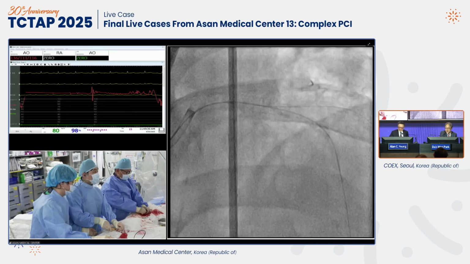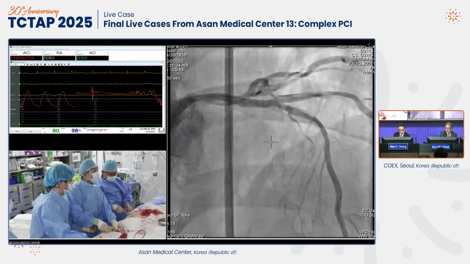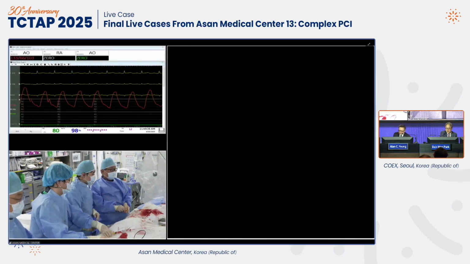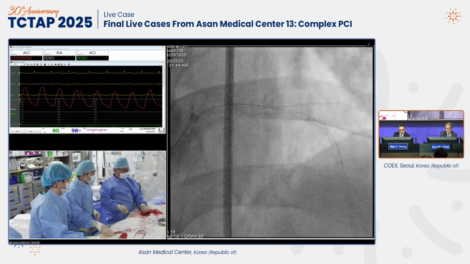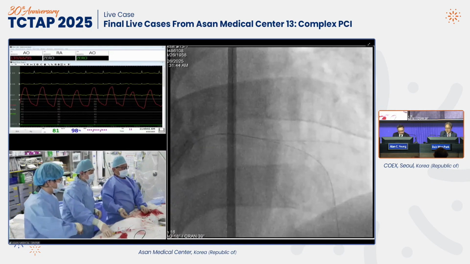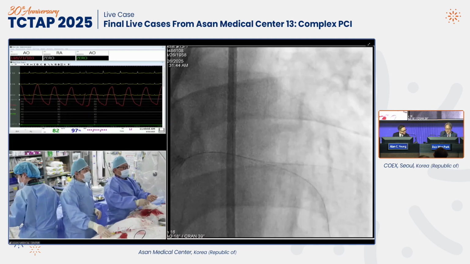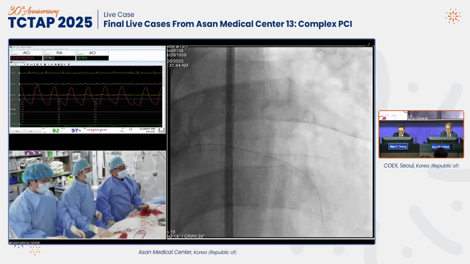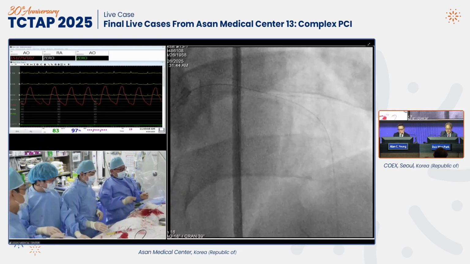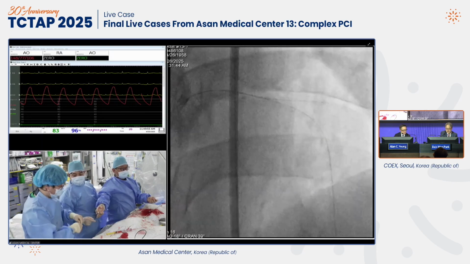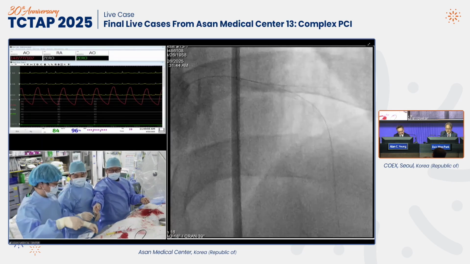Okay, big dissection. Heavy dissection. So please give me the 2.5 by 33 for the diagonal branch. The diagonal lesion is very long as well. That's why I would say the DEB is not a great choice. You would like to fully cover the stent, two-stent technique, right? So the 3.0 high pressure balloon, please. You will do balloon crush technique. Balloon crush first, yeah.